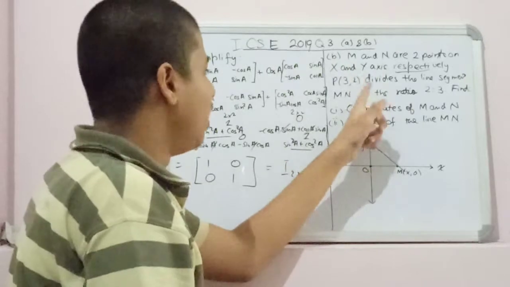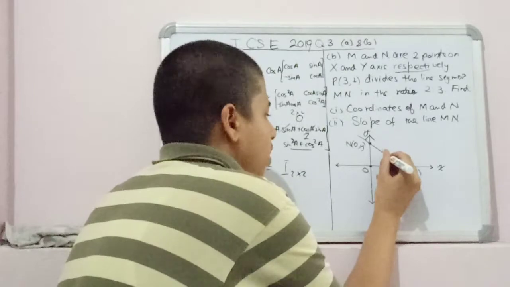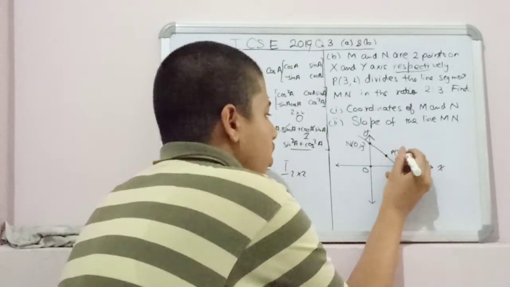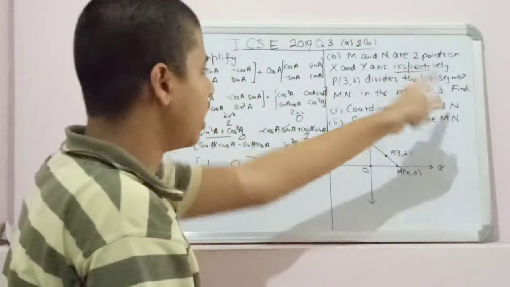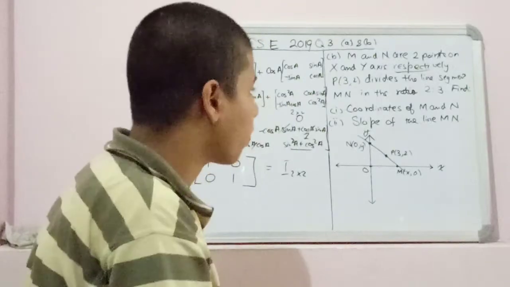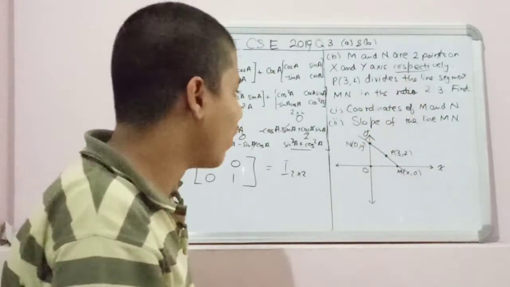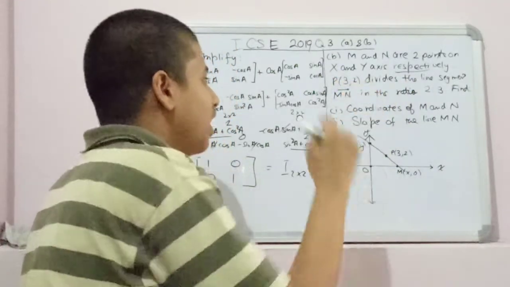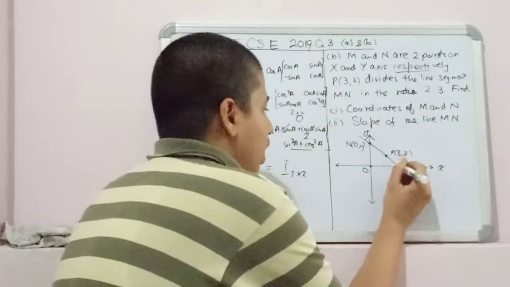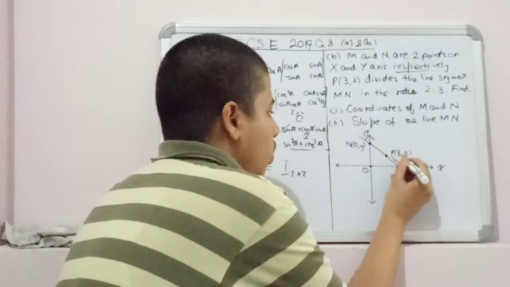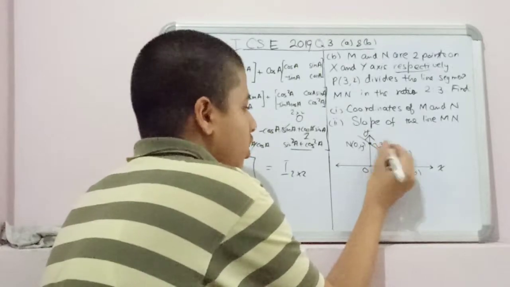Okay, and we know that a point P, (3, 2), maybe somewhere over here, divides the line segment MN in the ratio 2:3. What does that mean? Well, the way I like to think of MN is from M to N. So from M to N, this is 2/5 of the way here, and N to P is 3/5 of the way here.